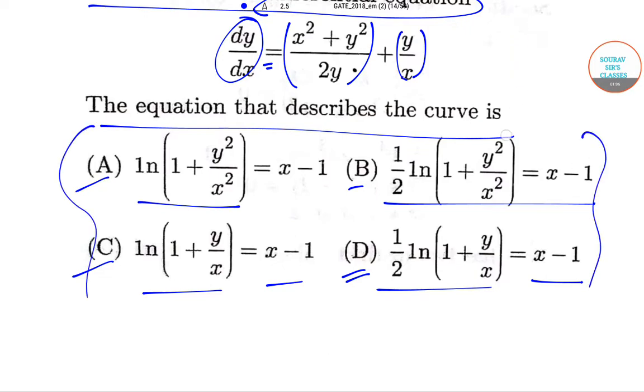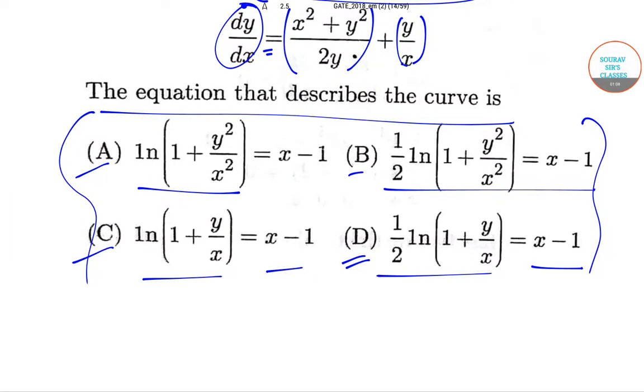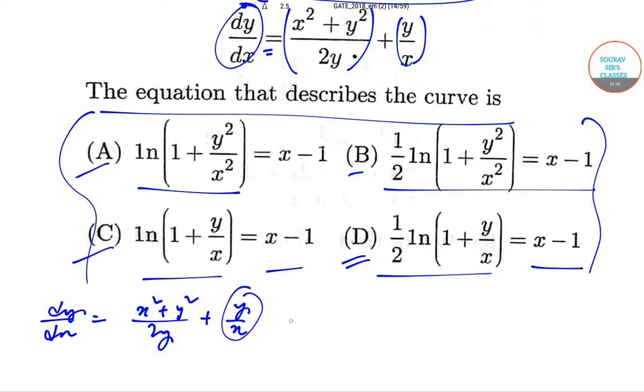So now we have been given that dy by dx is equal to x square plus y square by twice of y plus y by x. Now let y by x equal to t. So this implies that y is equal to xt.